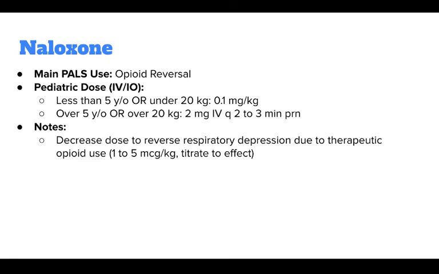Now, naloxone is used for opioid reversal. For pediatrics, it's for those less than 5 years old or under 20 kilograms. You would dose them with 0.1 milligram per kilogram. If they're over 5 years old or over 20 kilograms, then it'd be 2 milligrams IV, repeated every 2 to 3 minutes as required. Some notes: use a decreased dose to reverse respiratory depression due to therapeutic opioid use. So 1 to 5 micrograms per kilogram and titrate to effect.